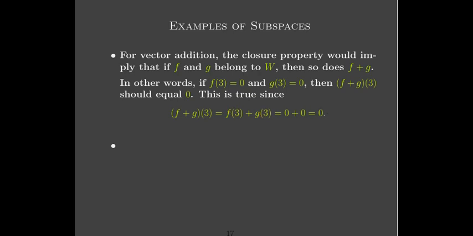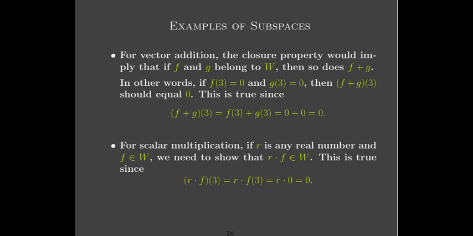Well, both of these are 0. Add them up and you get 0. And the same thing with scalar multiplication. So again, the idea of a set being a subspace means that whatever the defining property is for that set, it should be preserved under addition and scalar multiplication.